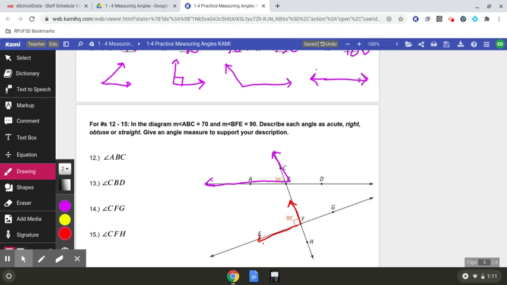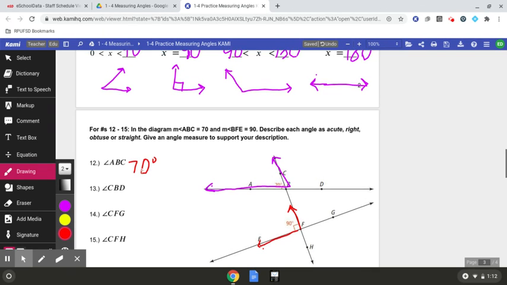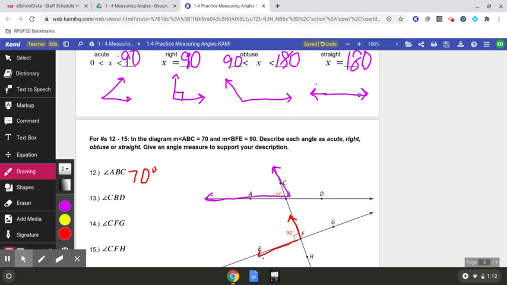They want you to now, looking at other angles in this diagram, describe them as acute, right, obtuse, or straight. So the first one they're asking you about is angle ABC. So ABC is this purple one that I have highlighted, and that's 70 degrees. So if something is 70 degrees, that's between 0 and 90, so it would be acute.